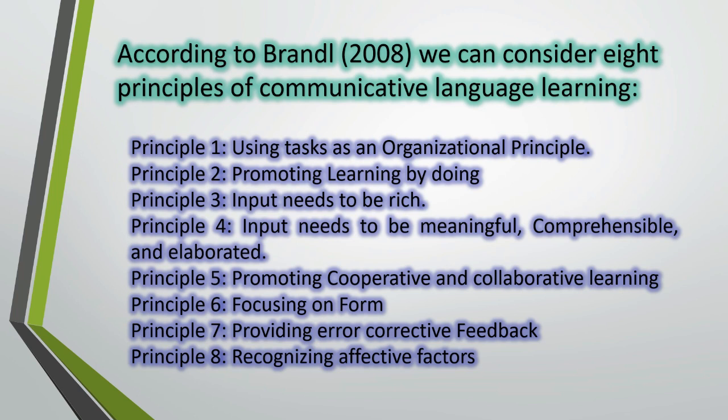Number 4. Input needs to be meaningful, comprehensible, and elaborated. One essential thing for learning to occur is that the information we process needs to be meaningful. In fact, the information being presented must be clearly related to the existing knowledge that the learner already possesses. I would like to emphasize that the knowledge the learner already has needs to be organized in such a way that the new information is easily assimilated into the learner's cognitive structure.